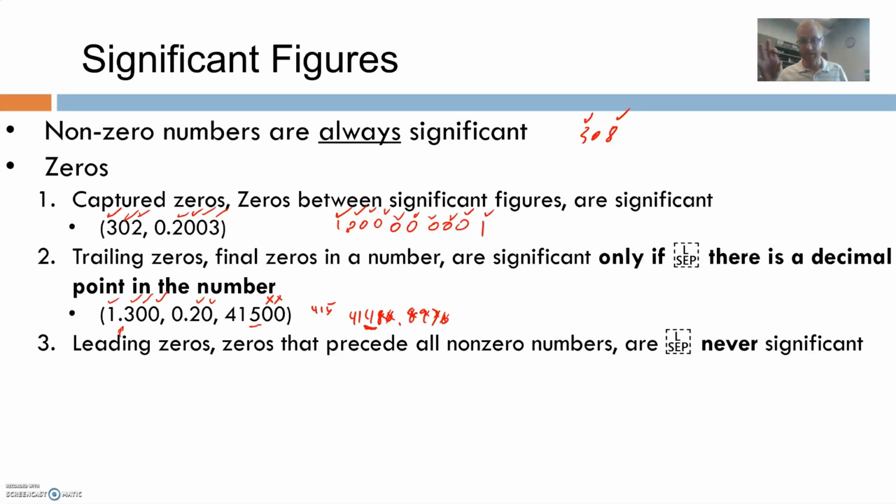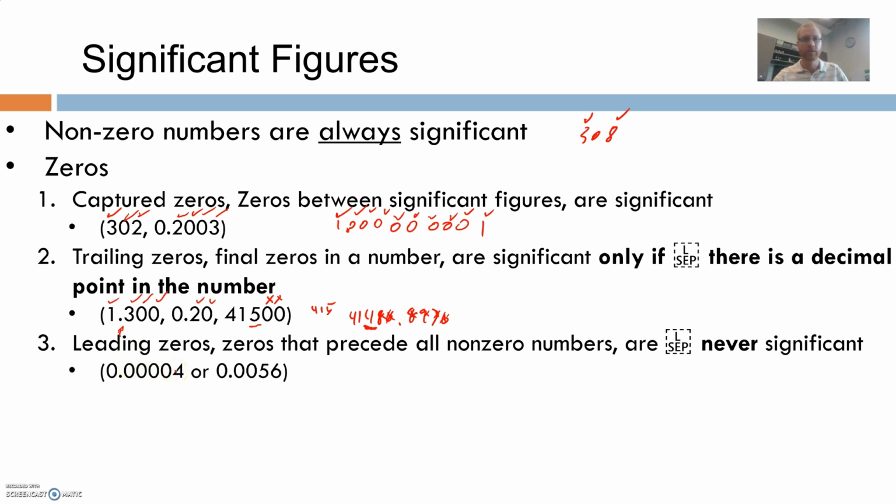Last rule has to do with zeros at the beginning of the number. Leading zeros. Leading zeros are never, ever significant. Ever. Okay? You see a zero at the beginning of the number? It is not significant. I don't care if there's a decimal in the number. Okay?